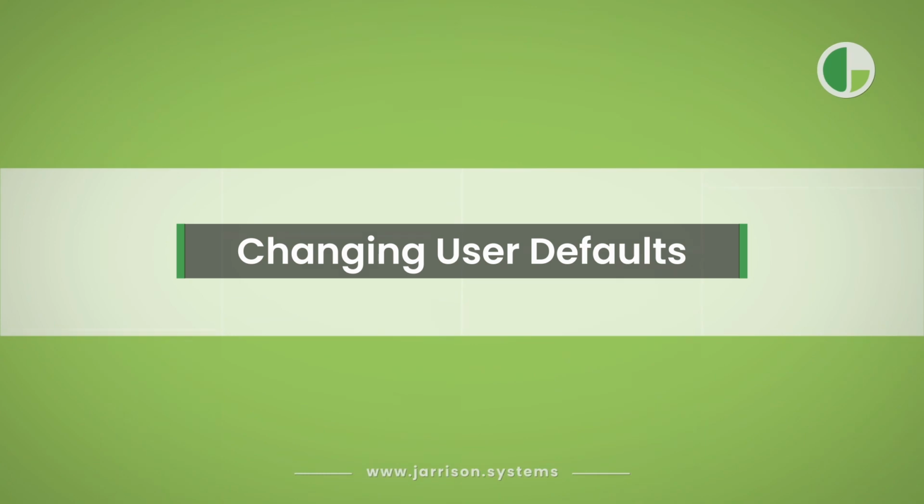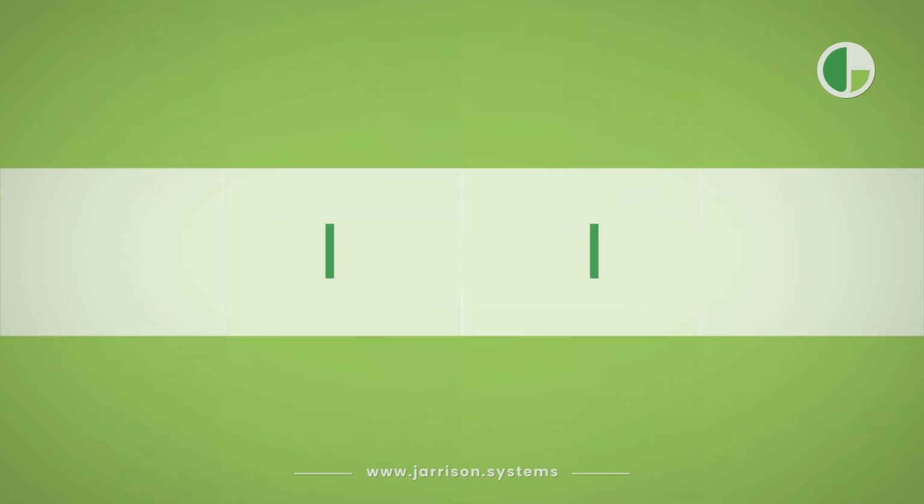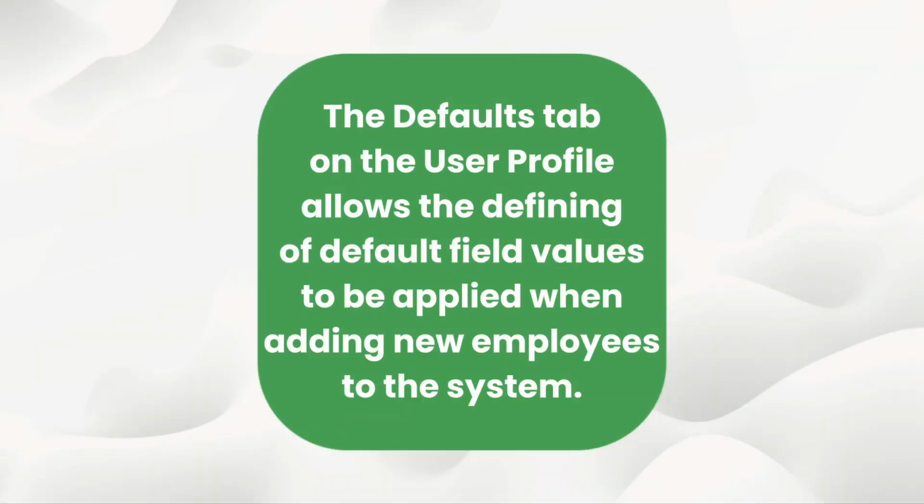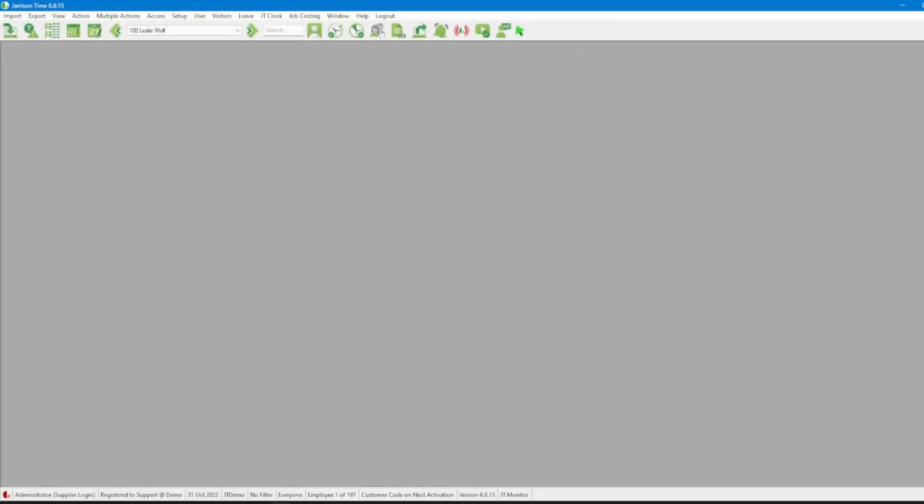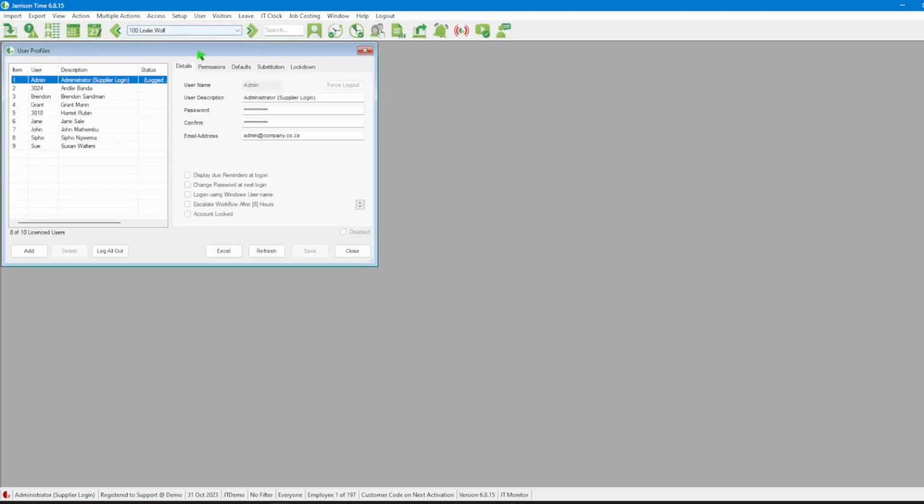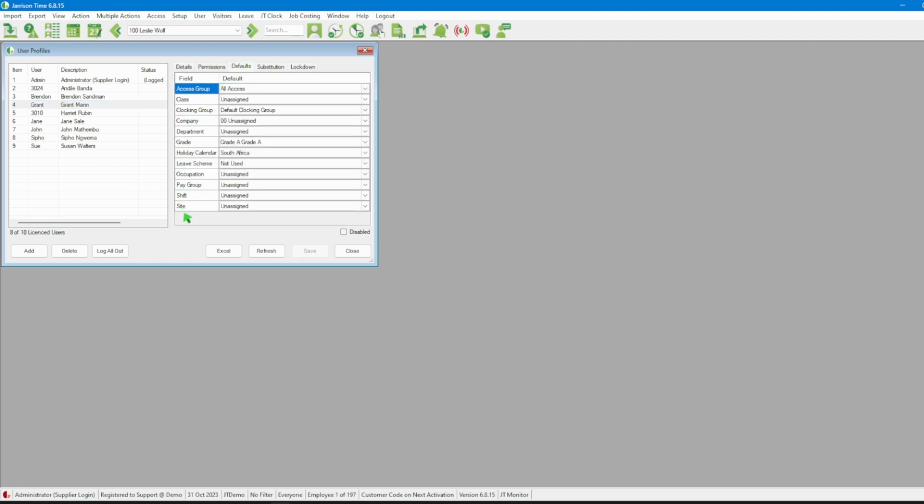In the following video, we'll be looking at changing user defaults. The Defaults tab on the user profile allows the defining of default field values to be applied when adding new employees to the system. Once we have opened Jarrison Time, we'll head over to the menu bar and click on User, then Profiles. From here, we will select which user we want to edit the defaults for and click on the Defaults tab. Then for today's example, let's start with class.